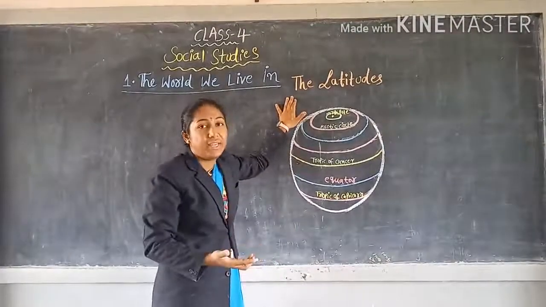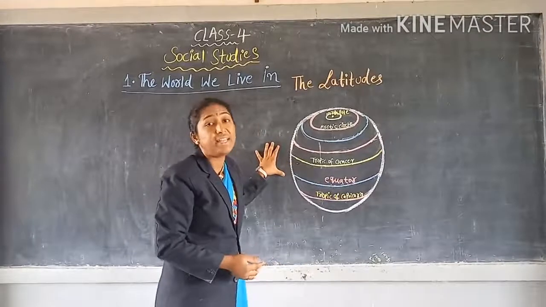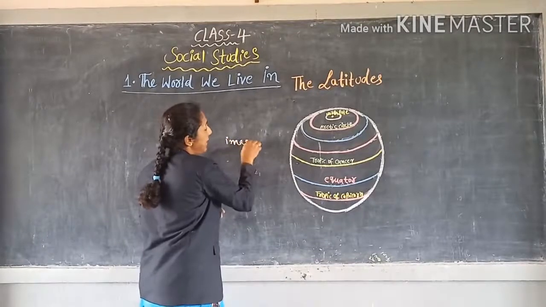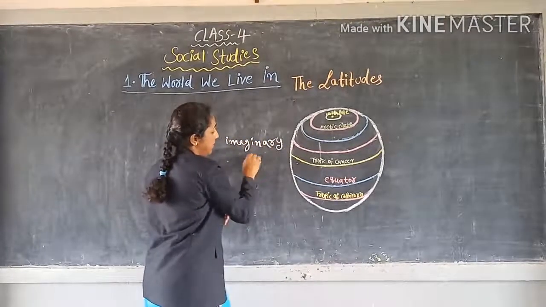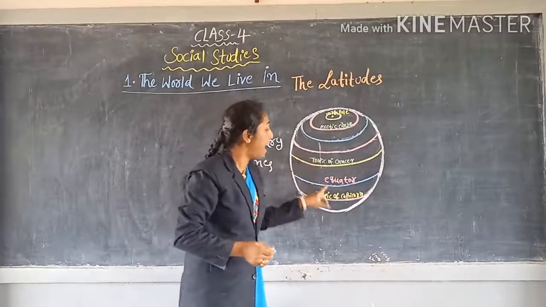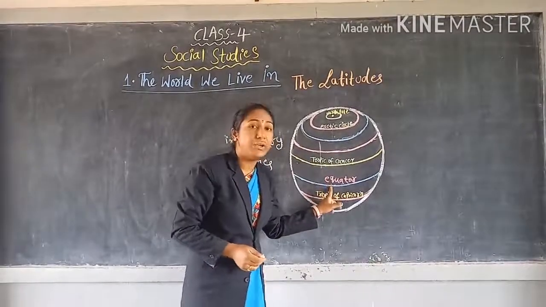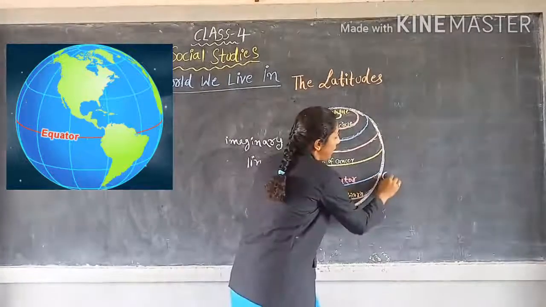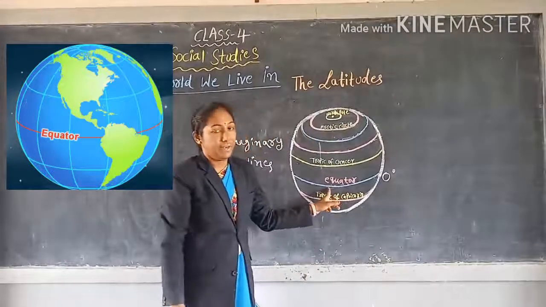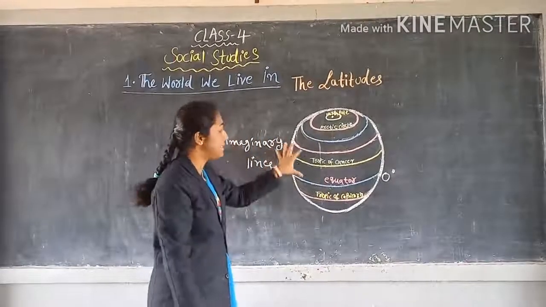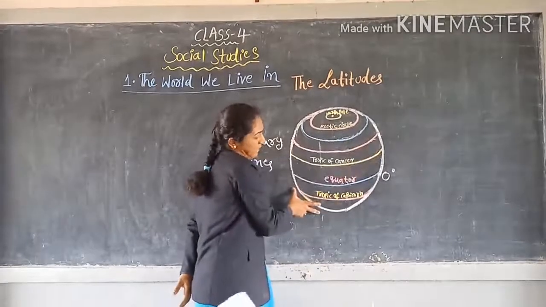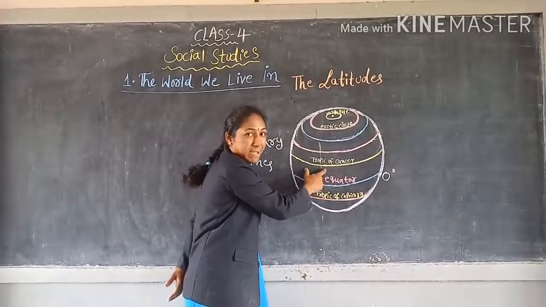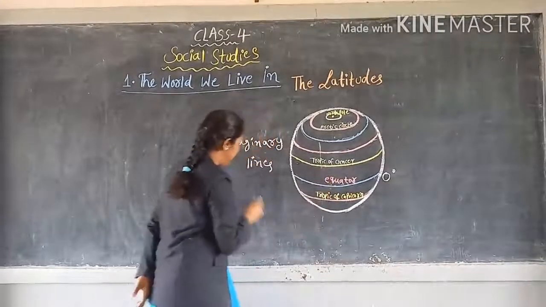What are latitudes actually? The imaginary lines. Which lines, children? The imaginary lines parallel to the equator. Do you know the equator? Yes, 0 degree latitude. 0 degree latitude is called the equator. Look children, on the globe, these are all imaginary lines only. So, these imaginary lines are parallel to the equator.